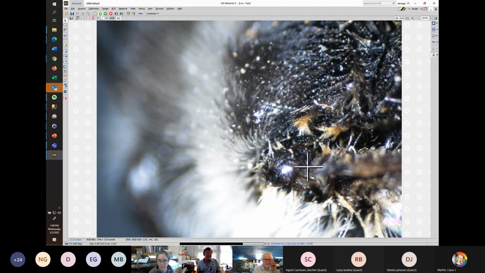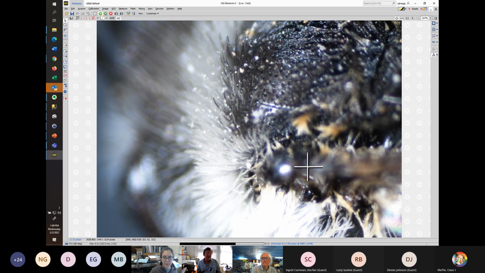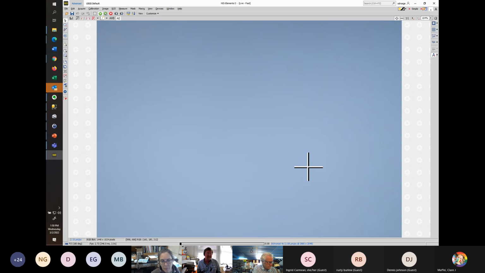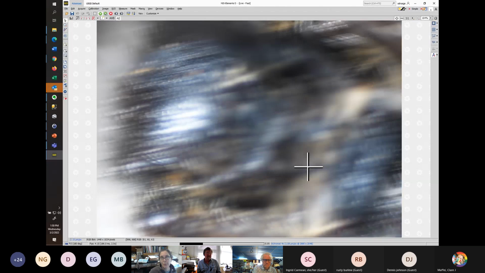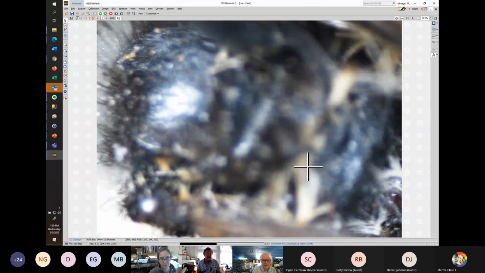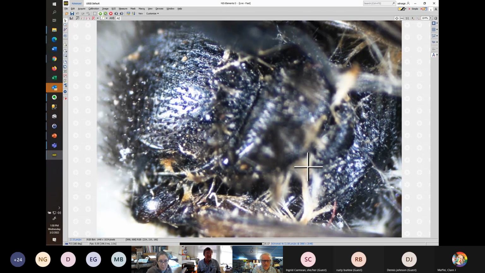A little bit hard to see. You can see there's a lot of hair there, but there's the pitting. So what would you call that pitting? I'd be looking at the basomedial area, right by the tegula, the middle bottom area of the scutum. LaBerge referred to this as the basomedial area of the scutum. Yeah, right there. And those punctures are pretty far apart.